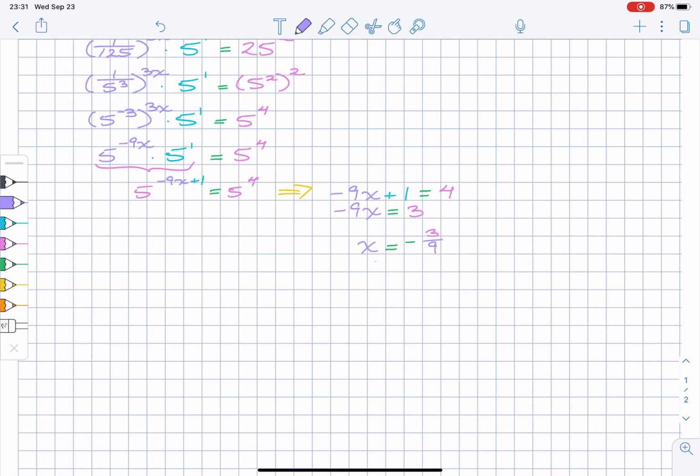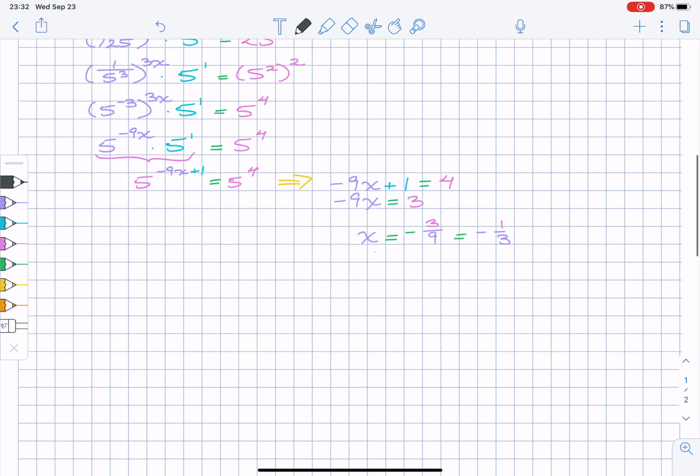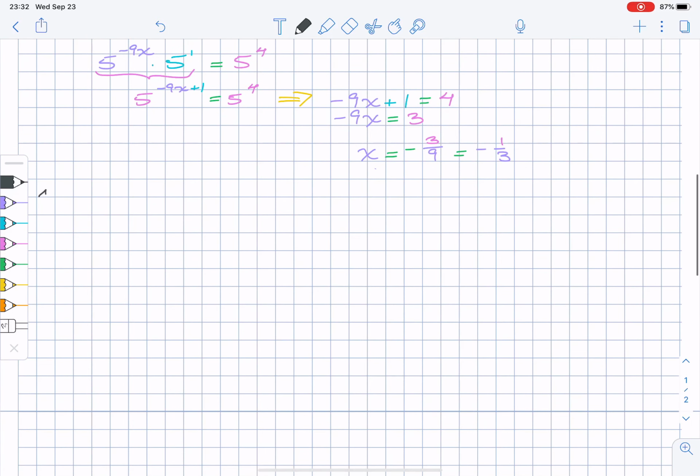Make it neater. That is equal to minus 1/3. Okay, so let's do a second one. Number 2. Let's say we have 64 times (1/2) to the 2x plus 3 is equal to 32.